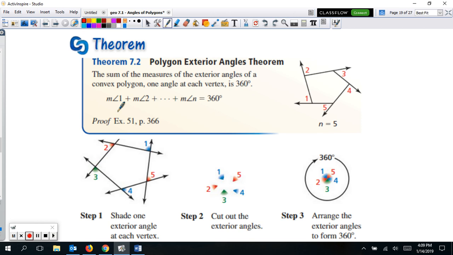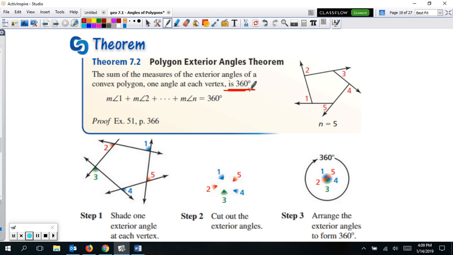So it says the sum of the measures of the exterior angles of a convex polygon, one angle at each vertex, is 360. Okay, so that's going to be really key right there. It is 360. It's always going to be 360.